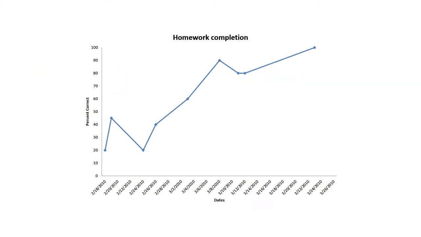So here's an example of what a graph might look like, or how we represent data visually. This is looking at homework completion. As you can see, over time, that homework completion is improving. I don't need to show you statistics, I don't need to show you numbers. You can see that over time, the completion is going up.